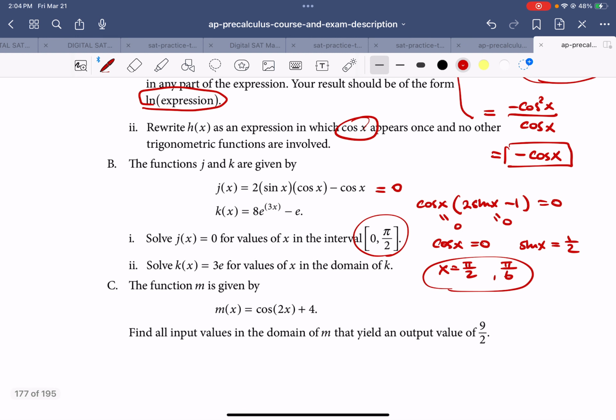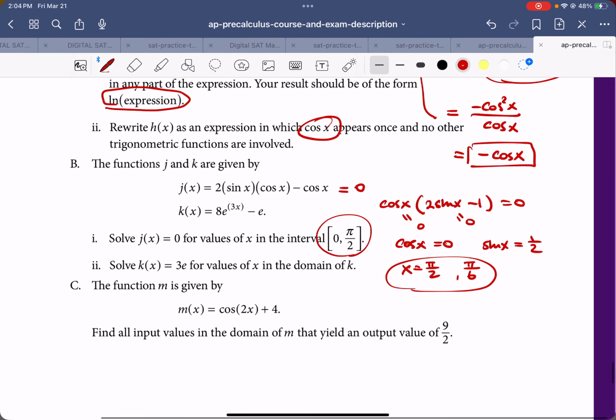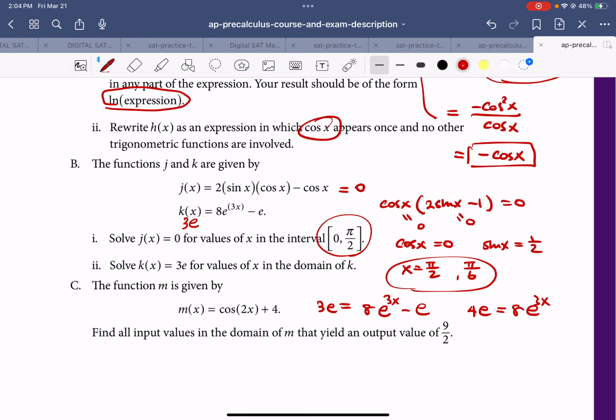Now second one, solve kx equals 3e for values of x in the domain of k. Okay, I don't have much space, but I'm going to solve it here. 3e equals, you put 3e here, so 8 times e to the 3x minus e, right? And then you add e to both sides, so 4e equals 8 e to the 3x. Now you divide by 8 on both sides. Then 1/2 e equals e to the 3x.